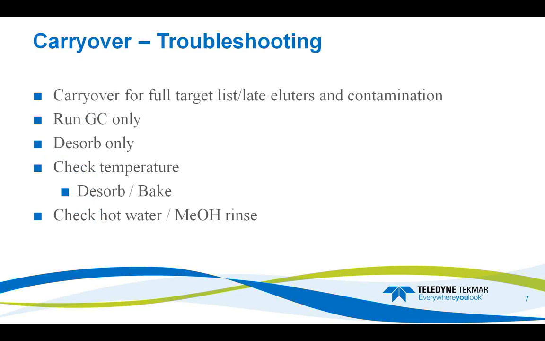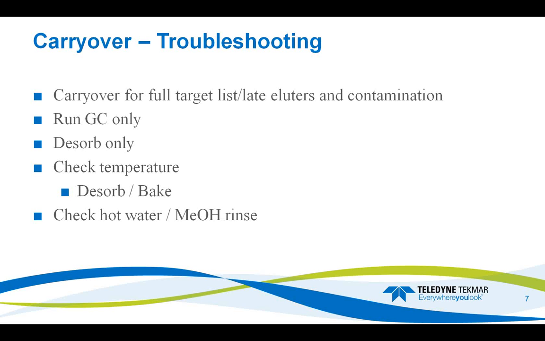So how do we go about troubleshooting these issues? First, we want to determine what type of carryover we are seeing. Are we seeing a full target list carryover, or are we only seeing the later compounds being carried over? And this will start to give us an idea of what types of issues we might be facing. When we go to look and see where our carryover or our contamination is occurring, we want to start by separating our systems and working through them one at a time.